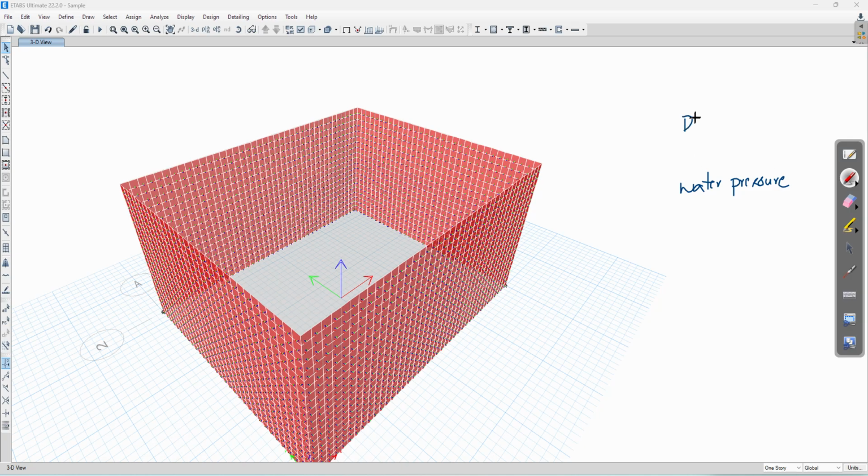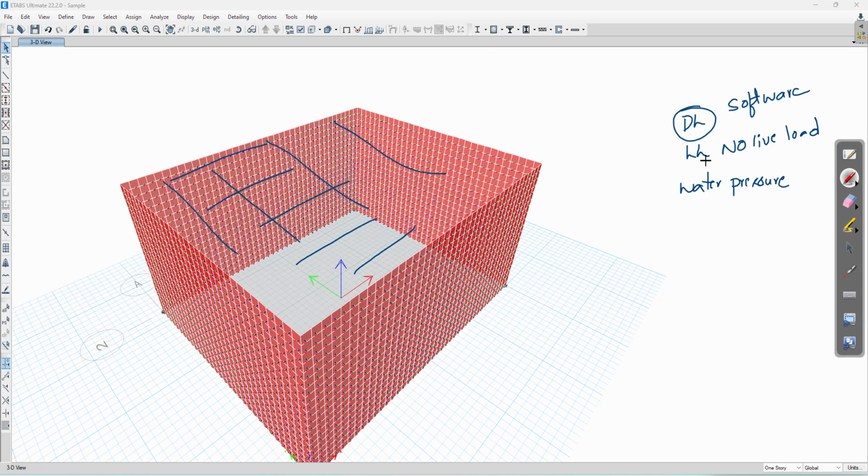So first one will be dead load, live load. Okay. No need to assign dead load. It is automatically calculated by the software based on the sizes, and there is no live load because you have not modeled any top slab. You kept your water tank open, so no live load. So next we will assign water pressure on vertical walls.